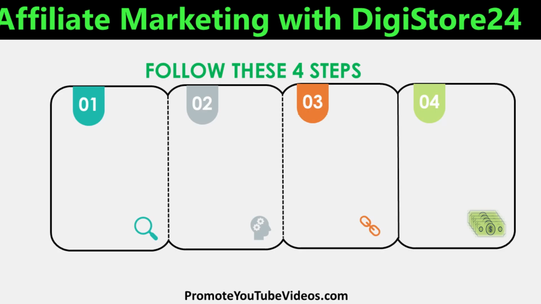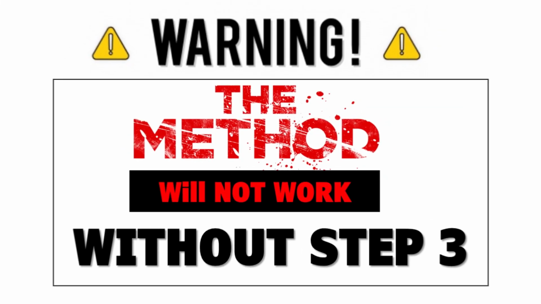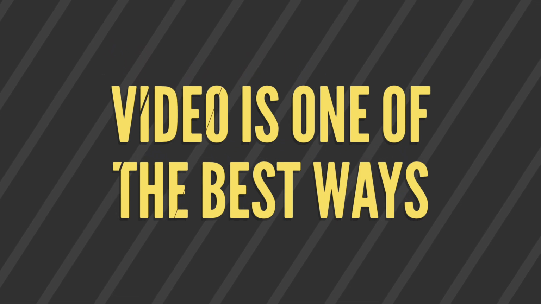Out of these steps, step 4 is the most important step because it's the one that will get you free traffic. If you don't do it correctly, you will say that this method doesn't work. While there are many ways to get free traffic for affiliate marketing, video is one of the best ways to get high converting free traffic.